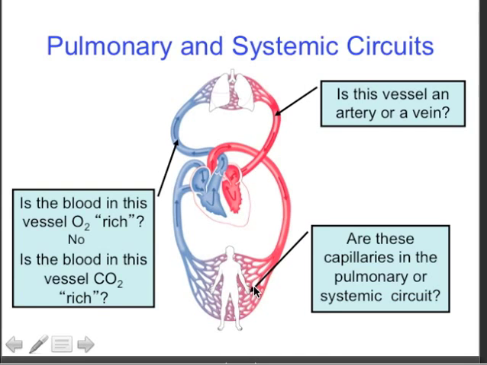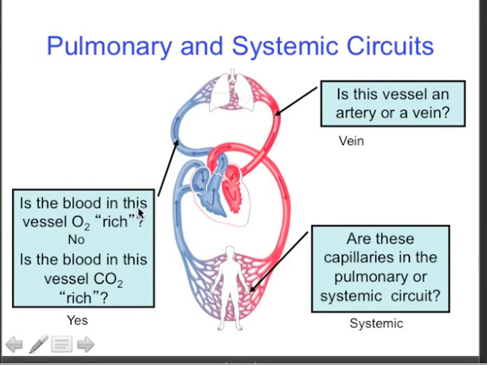This is just a diagram showing you the path of blood through the body systemically. We ask the following questions. Number 1 in the upper right, is this vessel an artery or a vein? It is a vein. How do you know? It is carrying blood back to the heart. Question number 2, are these capillaries in the pulmonary or systemic circuit? They are in the systemic circuit. They are delivering oxygenated blood to the body.